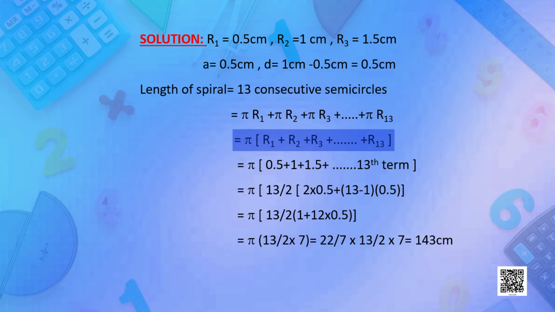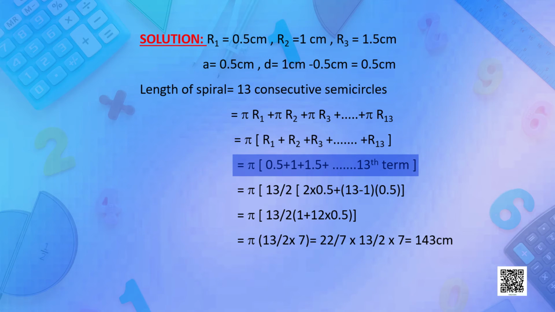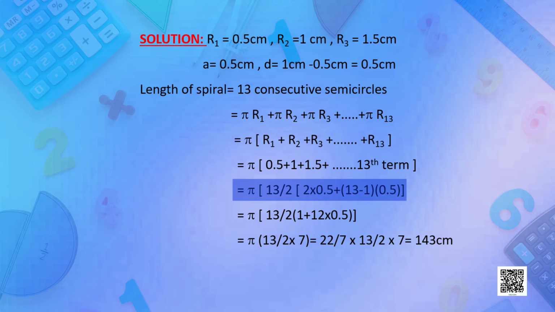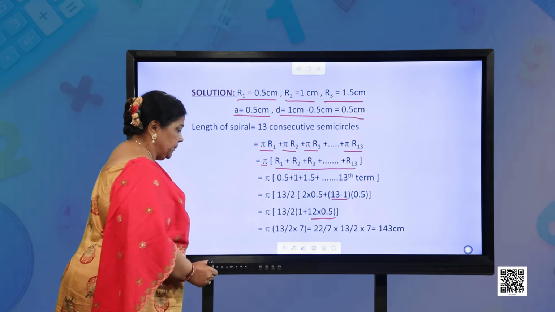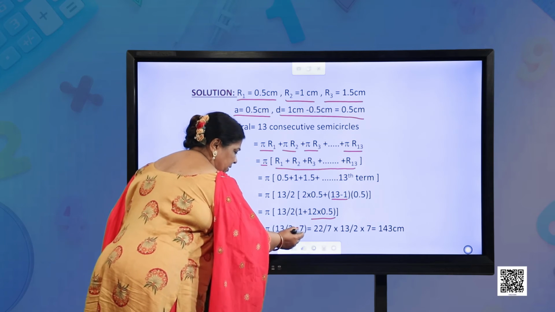What we find is pi is common. So, r1 plus r2 plus r3 till r13 we can add, and you know it is forming an AP. So, pi is common, 0.5, 1, 1.5, all these terms can be added till 13 terms. So, pi into 13 upon 2 into (0.5 plus (13 minus 1) into 0.5), that is 12 into 0.5, will give me how much? It will be 6, 6 plus 1 will be 7 here.